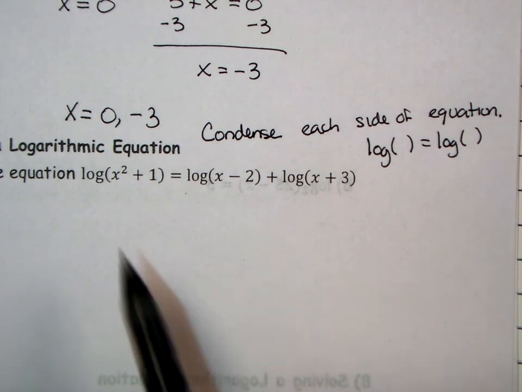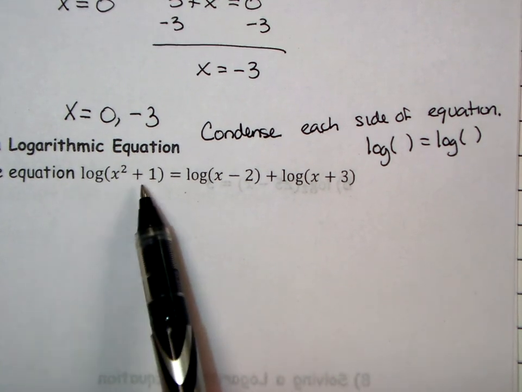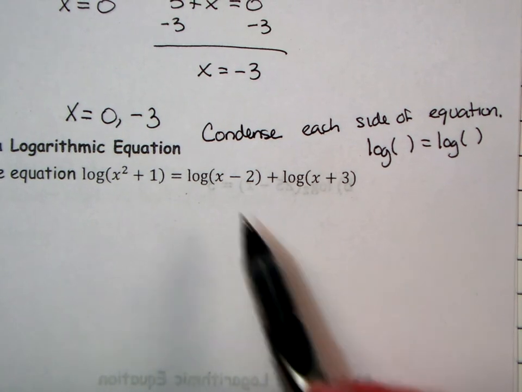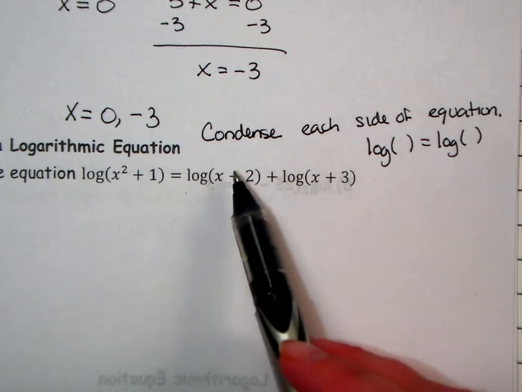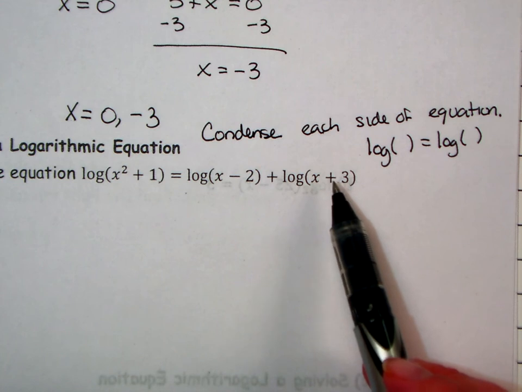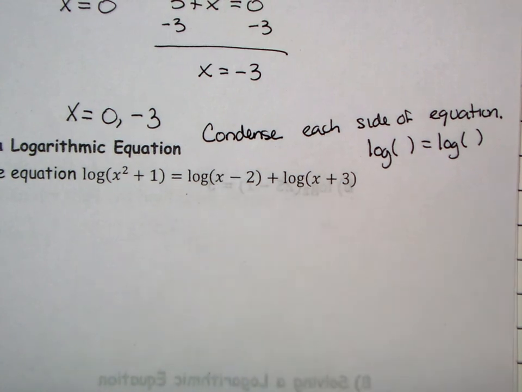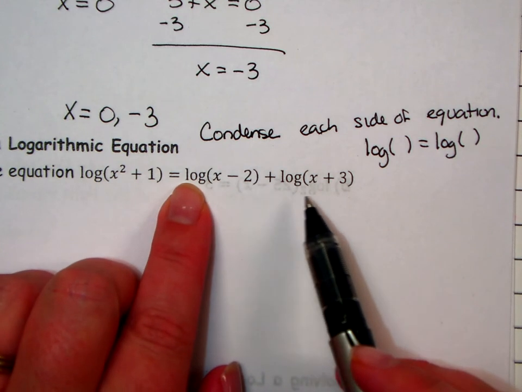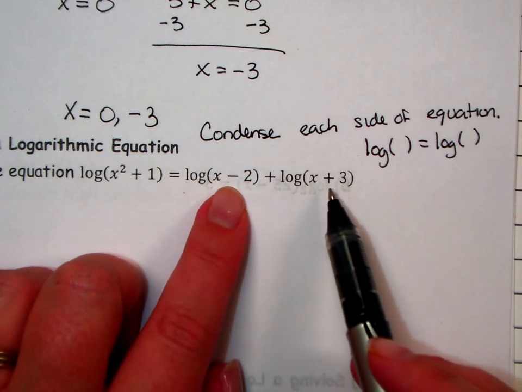So on the left-hand side of this equation, we only have one log, log of x squared plus 1. On the right-hand side, we have two logs. So what we need to do is add these together. So remember how you add logarithms. How do you add logarithms? You multiply the arguments together.